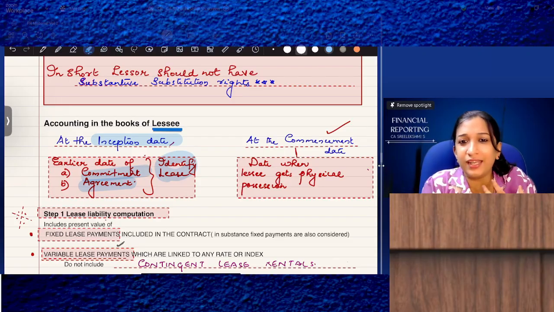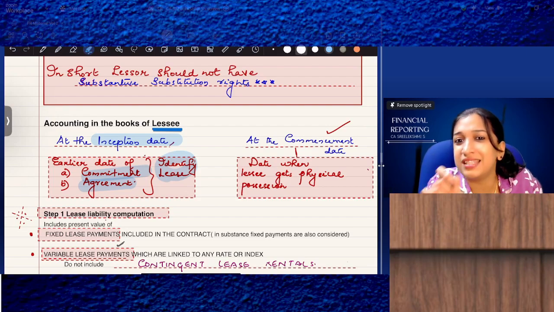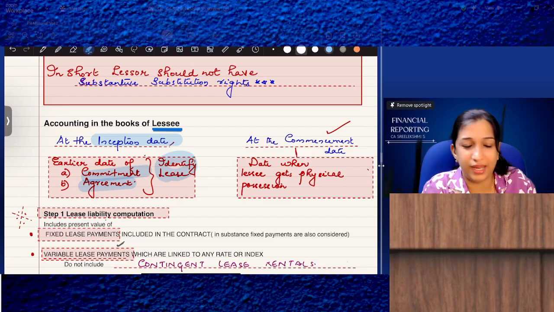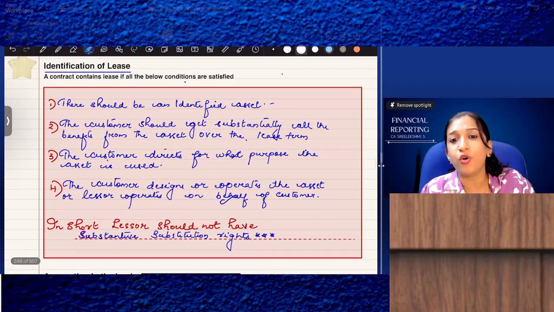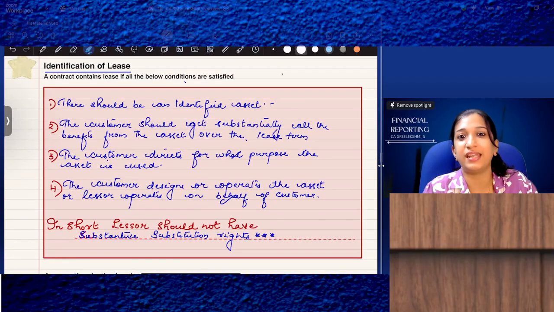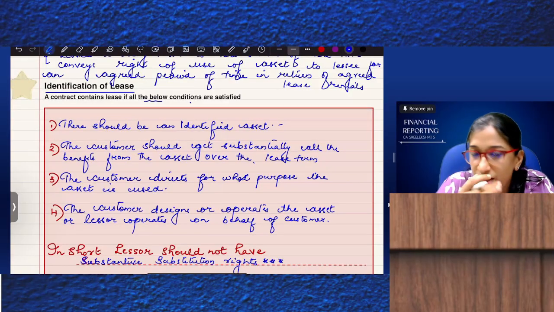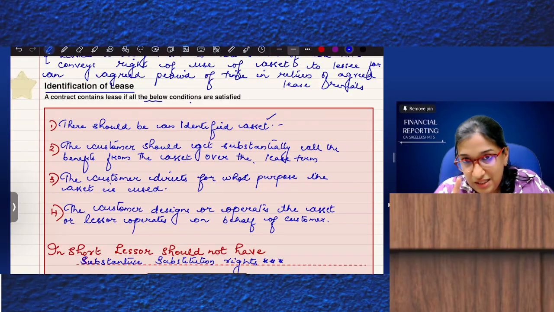So how do I identify whether the contract contains a lease, whether the contract is in substance a lease contract? For that, there are four conditions. If all the four conditions are satisfied, we can say the contract contains a lease. So what are the four conditions? There should be an identified asset.